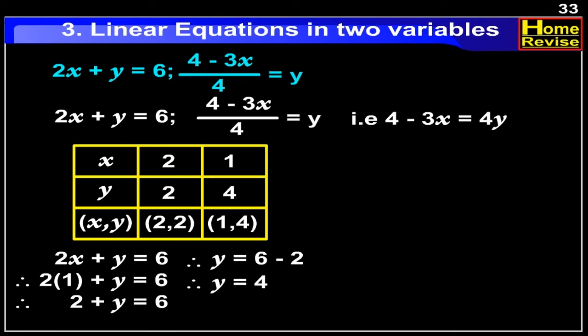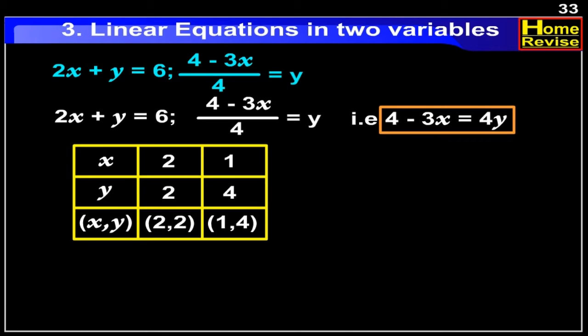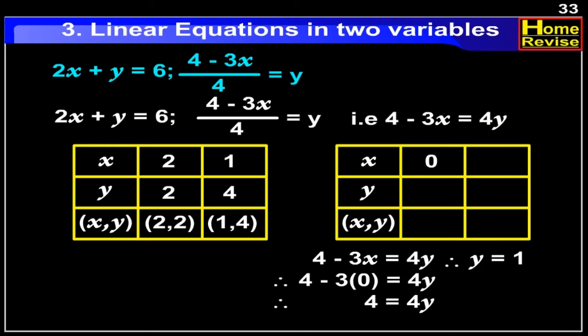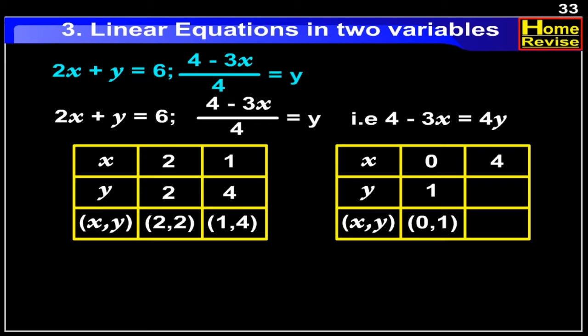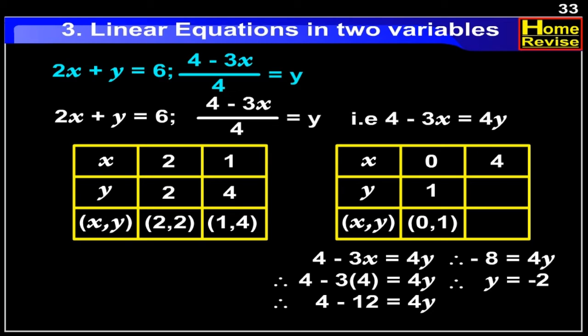Now, let us draw the table for the equation 4 minus 3x upon 4 is equal to y. Taking x is equal to 0, we get y is equal to 1. Therefore, the coordinates of x and y are 0, 1. Similarly, taking x is equal to 4, we get y is equal to minus 2. Therefore, the coordinates of x and y are 4, minus 2.